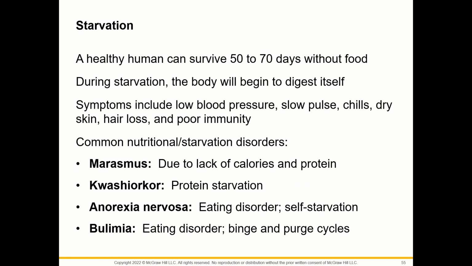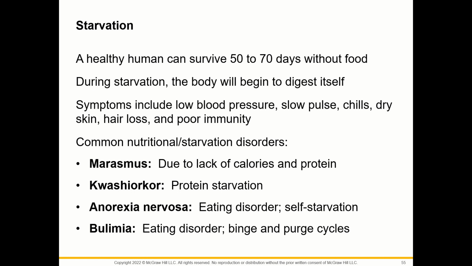Starvation. A healthy human can survive 50 to 70 days without food. Not so for water, right? We'll die real quick without water. During starvation, the body will begin to digest itself, a slow and painful death. Symptoms include low blood pressure, slow pulse, chills, dry skin, hair loss, and poor immunity.